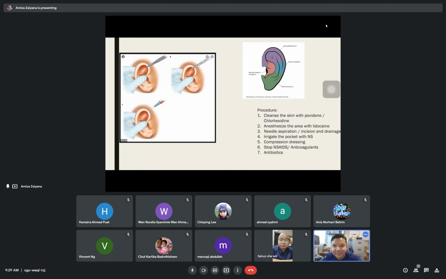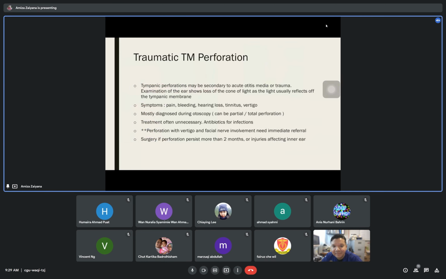Okay. Next. So proceed next dengan traumatic tympanic membrane perforation lah. So this one it may be secondary to acute otitis media ataupun trauma macam tadi tu. And then examination of the ear will show loss of the cone of light as the light usually reflects off the tympanic membrane. So bila kita tengok guna otoscope tu memang tak nampak ataupun tak nampak direct to the tympanic membrane lah. And then symptoms, the patient will come with pain, bleeding, hearing loss, tinnitus or vertigo.